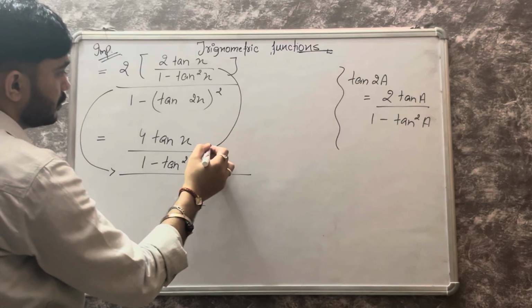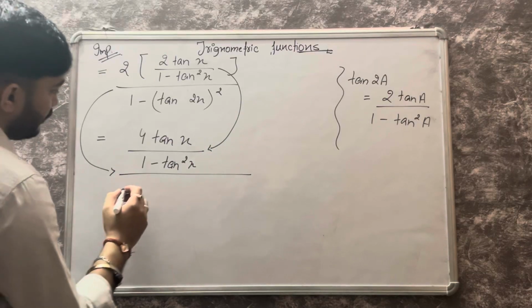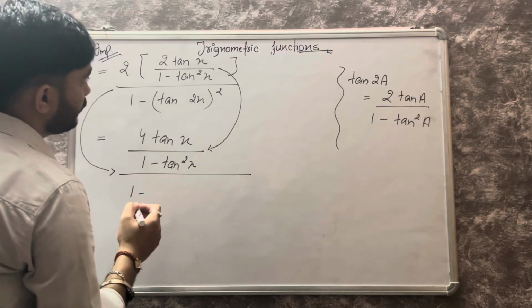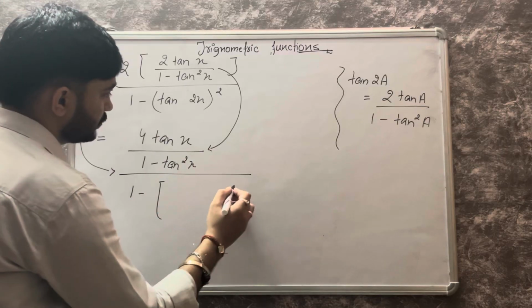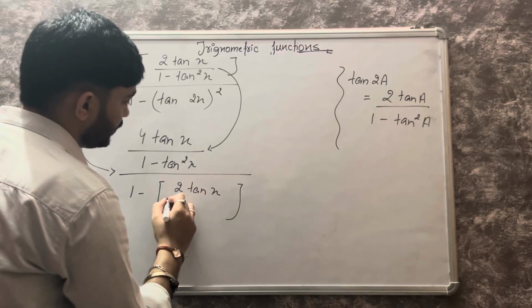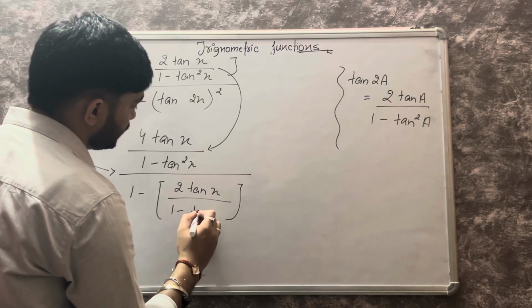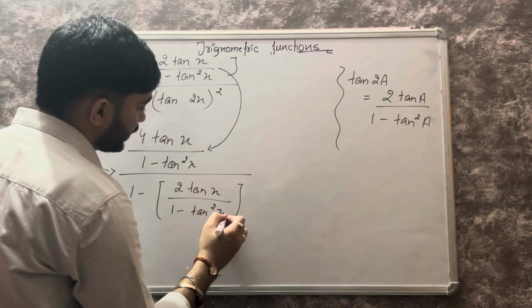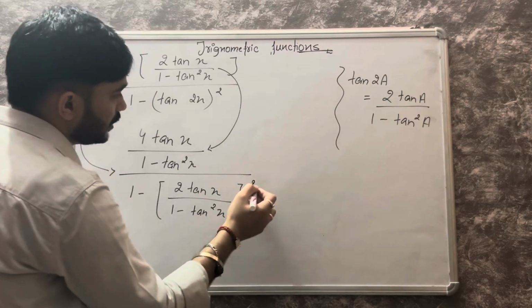And this is that one. We are left with 1 minus, write the formula of tan 2x, that is 2 tan of x divided by 1 minus tan square x whole square. This whole square is this.